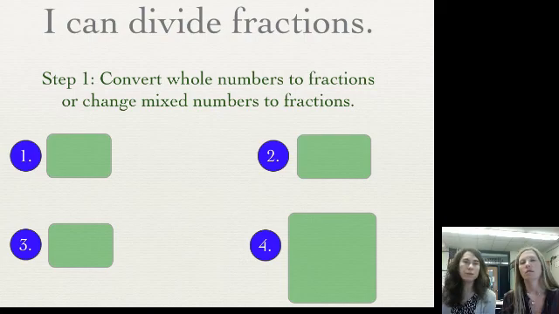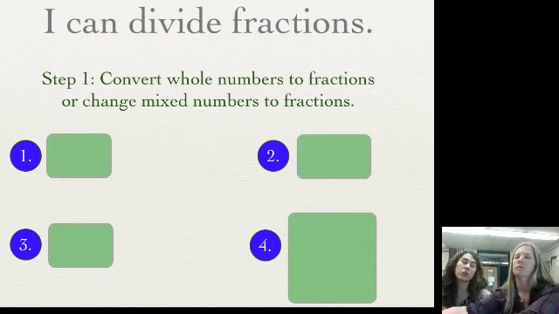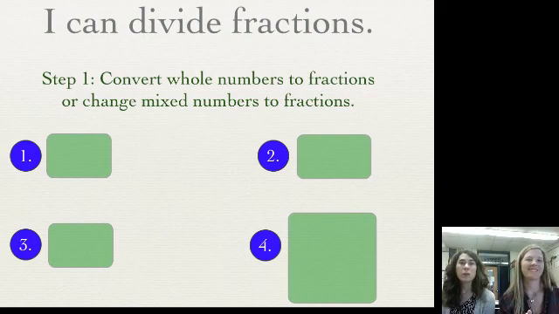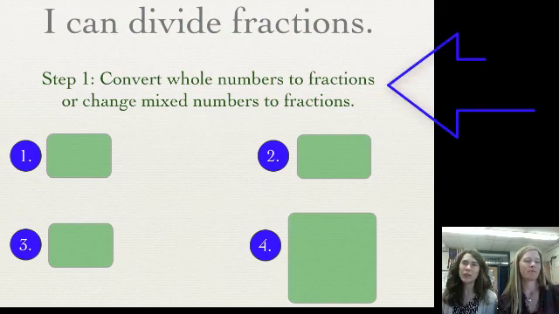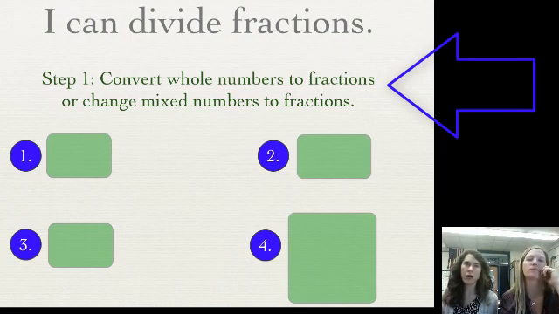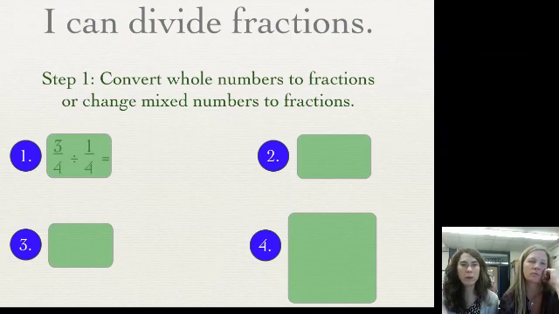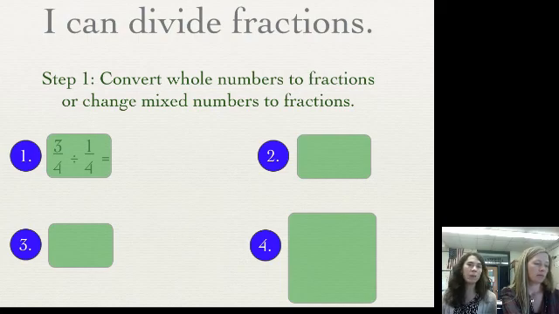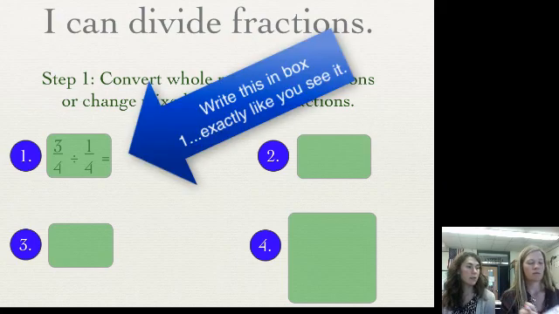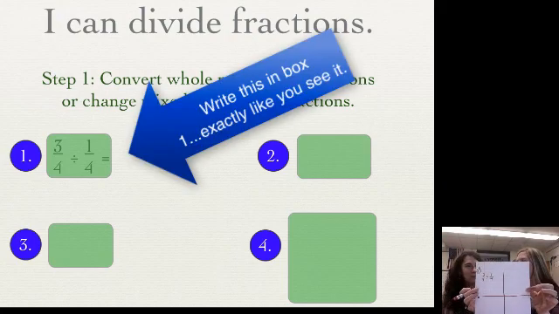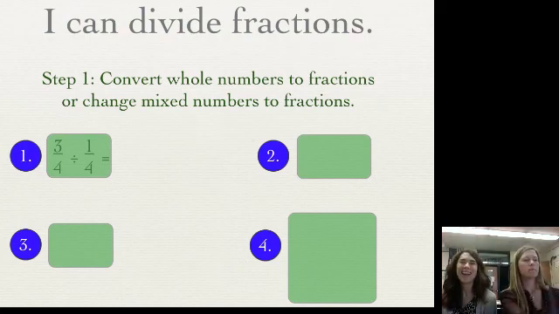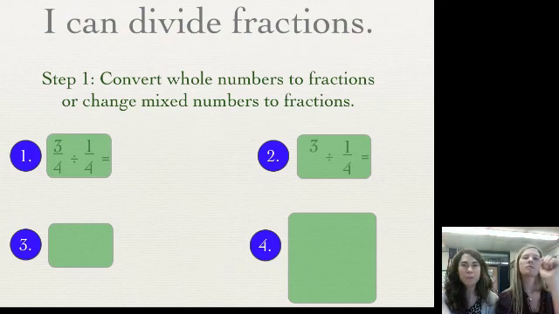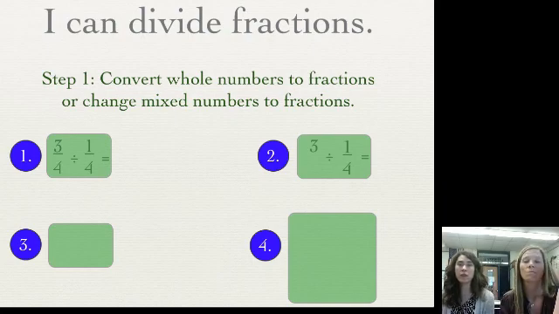All right. First of all, let's look at number 1. Actually, I should at least mention the step. Step 1 is to convert whole numbers to fractions, or change mixed numbers to fractions. Now, if you look at number 1, and you're going to want to write this down, it says 3/4 divided by 1/4. Well, we don't have any whole numbers, and we don't have any mixed numbers, so we don't have to do step 1 in this case. You're good. So that's all you should have. I think it might come up a mirror image when you look at it, but it'll look something like that.